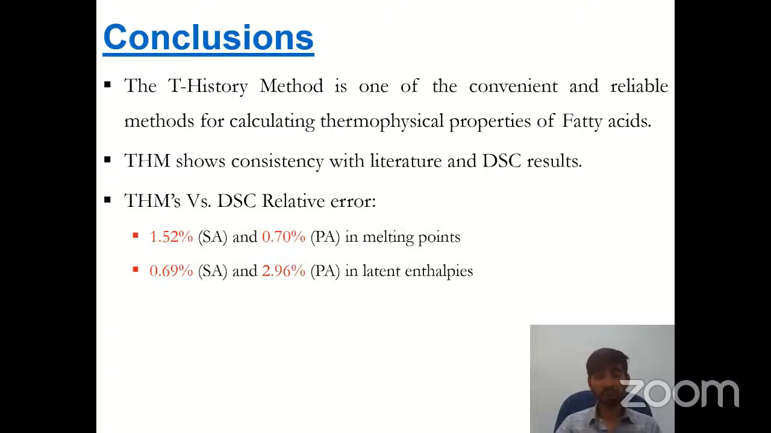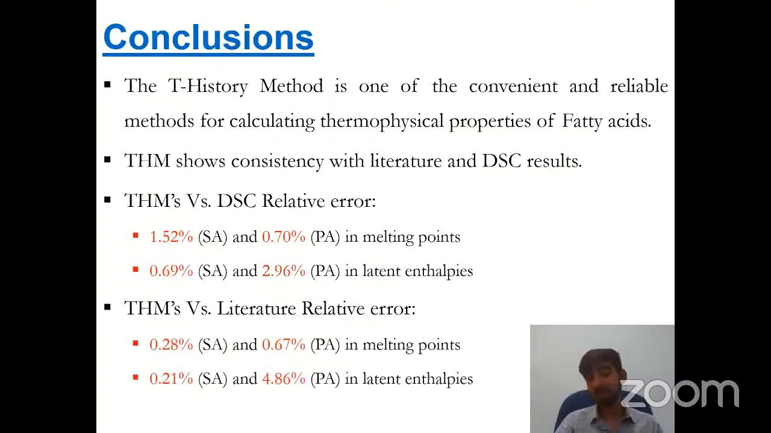When we compare the T-history method with the DSC result, there is only 1.52% relative error in the case of stearic acid and 0.70% in the case of palmitic acid in the values of melting points, and in the values of latent enthalpy, the relative error was only 0.69% in the case of stearic acid and 2.96% in the case of palmitic acid. When we compare the T-history method result with the literature, the relative errors in the melting points were very small, 0.28% for stearic acid and 0.67% for palmitic acid.